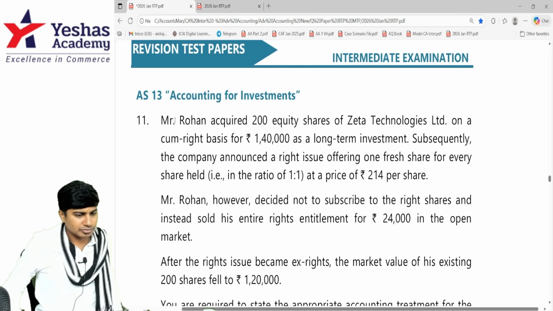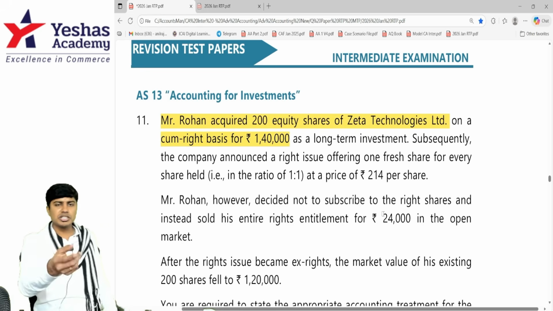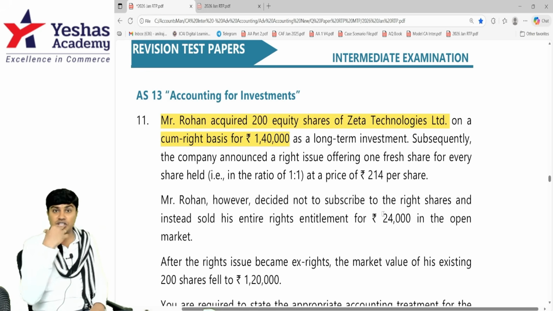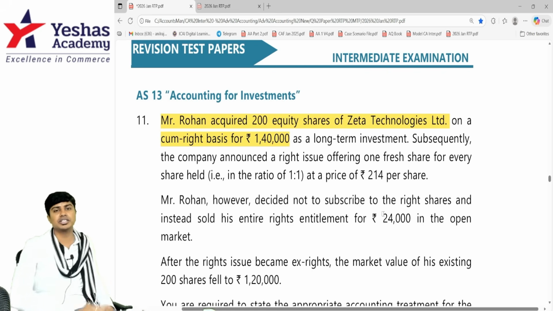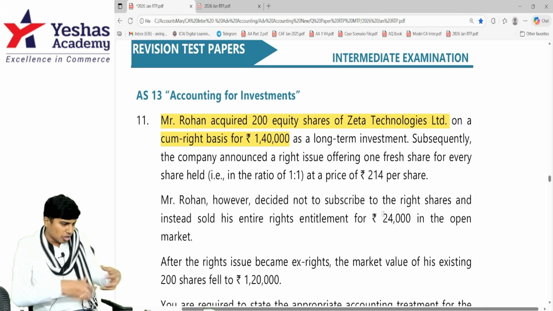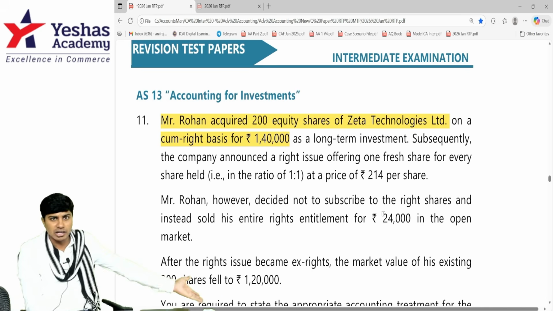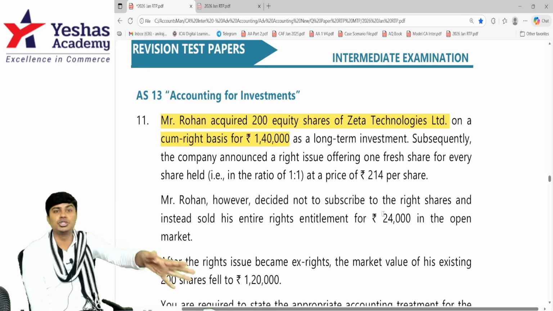Mr. Rohan acquired 200 equity shares of Zeta Technologies Limited on a cumulative right basis. What do you mean by cumulative right basis? Before Mr. Rohan bought the shares, the company had announced a right issue. After the company announced the right issue, before the company actually issues the rights, this guy bought the shares. So whenever he bought the shares, the shares are already pregnant. They are about to give birth to rights immediately. But he bought it after the announcement, before the issue of rights.